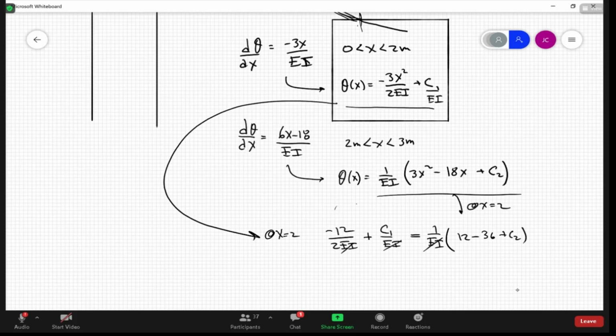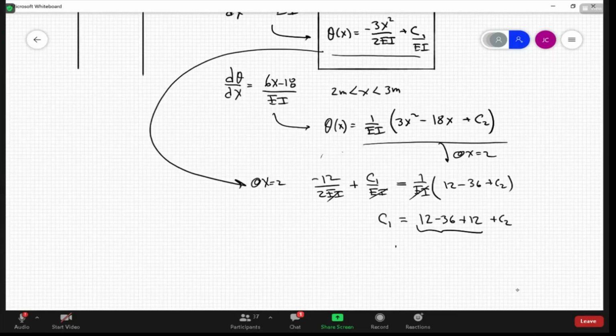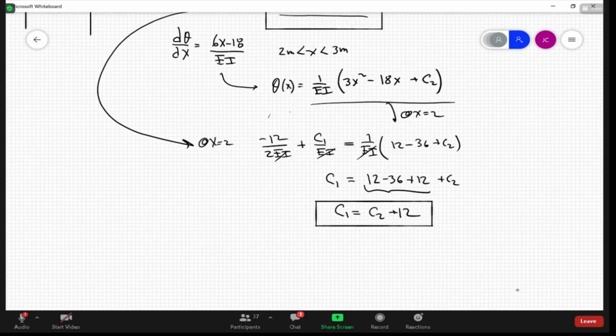And here, you can't solve for C1 and C2, but you can solve for C2 in terms of C1, right? Here we can get that C1 equals 12 minus 36 plus 12 plus C2. So this is 24 minus 36, which is 12, right? So C1 equals C2 plus 12. And I know I'm at the end of the class here. So there we go. That's what we have now.